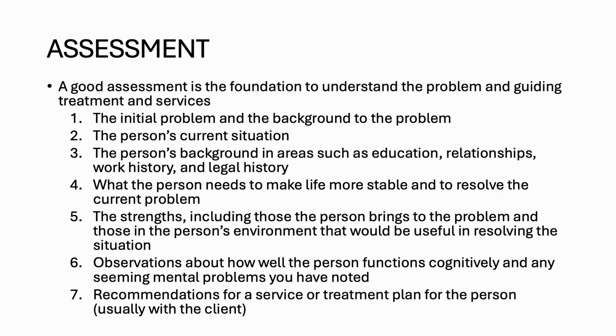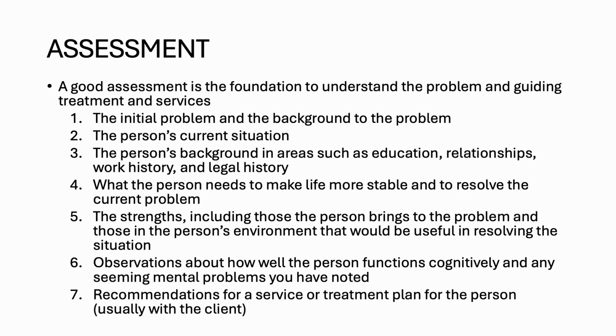In the textbook, it gives you kind of a roadmap, and this is the roadmap here that you'll see. So these are the areas that you would want to consider when it comes to finding out information about your client. All right, the initial problem and the background of that problem. That's number 1. Number 2, the person's current situation. So what's going on right now. 3, the person's background in areas such as education, relationships, work history, and legal history. So we're starting to find out a little bit about who they are as a person. 4, what the person needs to make life more stable and to resolve the current problem.